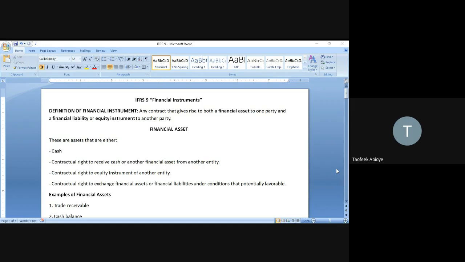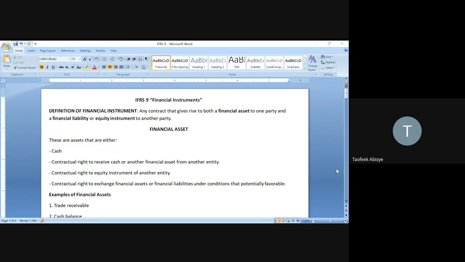You are not the owner. But in my own hand, it is a financial asset because it is money that if I need it tomorrow, I'll go and withdraw it. So that is a financial instrument. It gives rise to a financial asset to one party and equity or liability to another party.